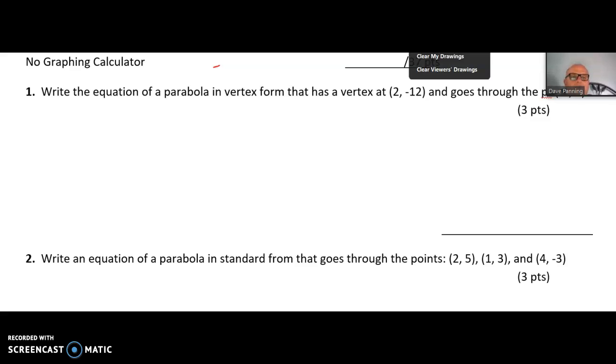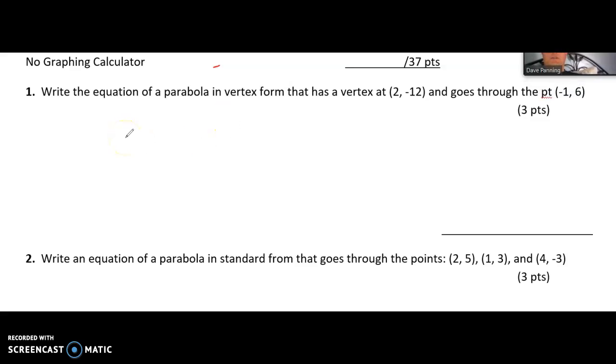Alright, I'm going to attempt to make this video where I'm going to go through each question on your quiz and then allow you to watch it on your own time so that you can make corrections on this quiz. So first thing is number one, write an equation of a parabola in vertex form that has this vertex and goes through that point.